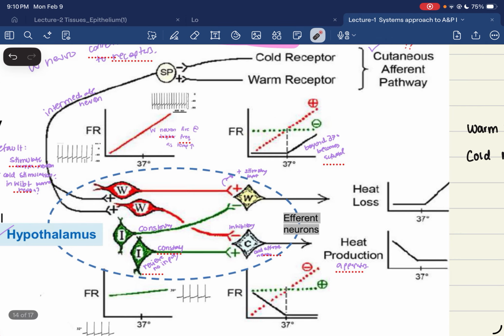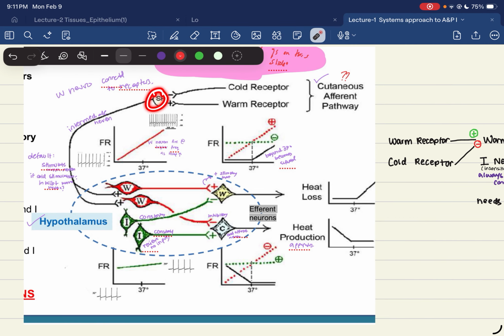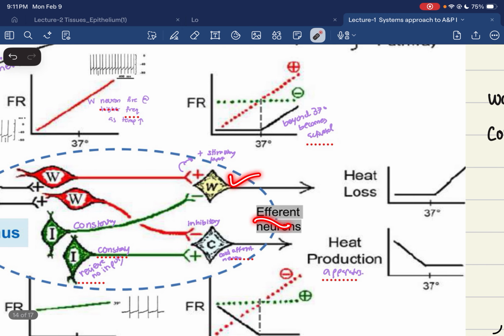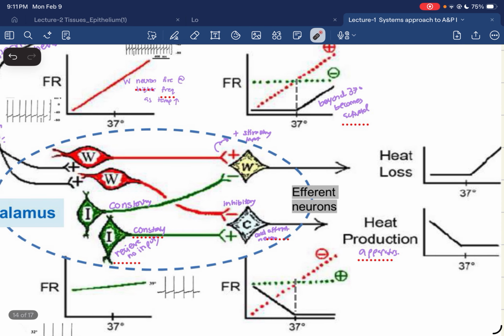And now this warm neuron, if this SP guy is turned on and has a positive effect, it will go here and turn the warm neuron on. If the warm neuron is turned on, it will win over our insensitive neuron here and have a positive effect. It will turn on our warm efferent neuron, and it will also inhibit our cold efferent neuron because it's like, hey, I'm warm, I want the warm efferent neuron to turn on, and I don't want the cold guy to turn on, right?